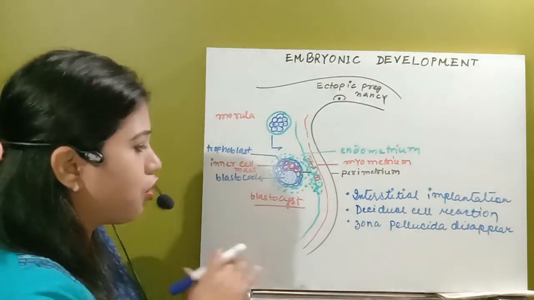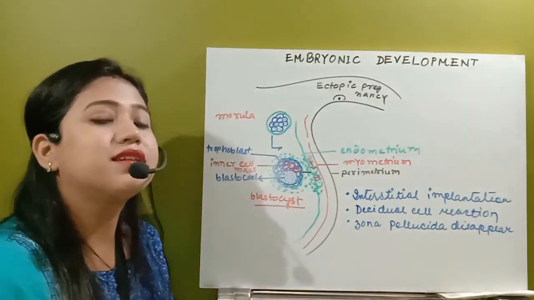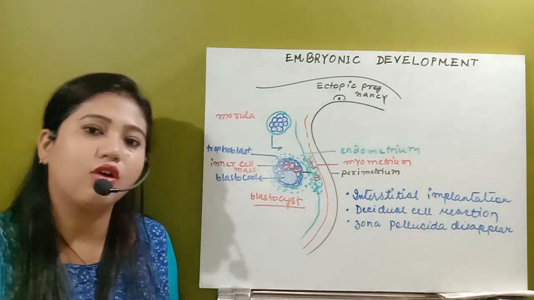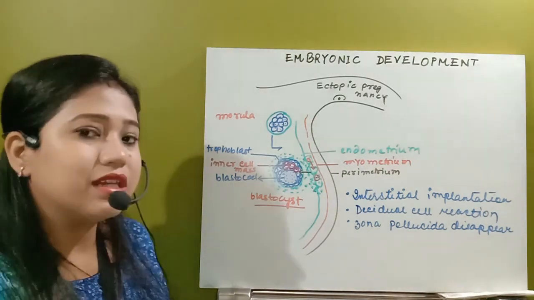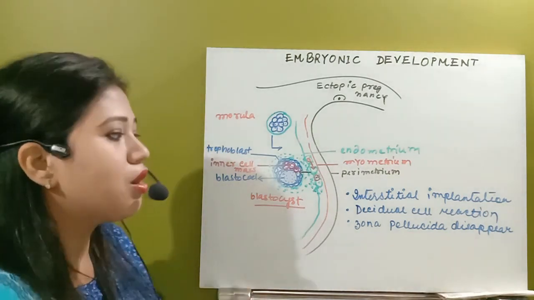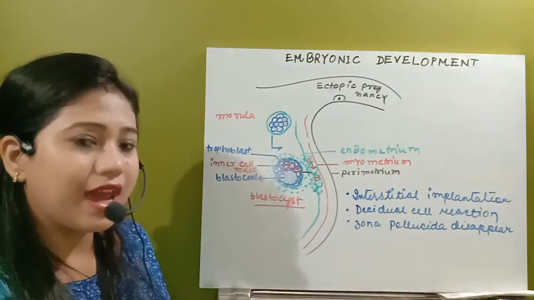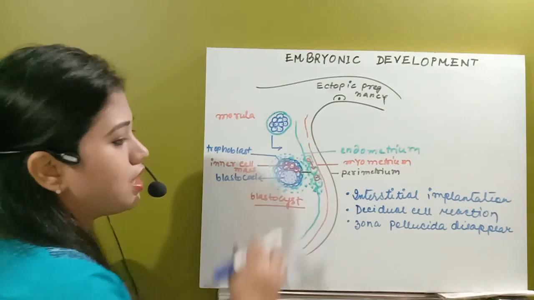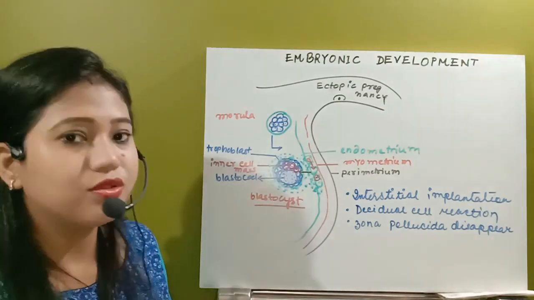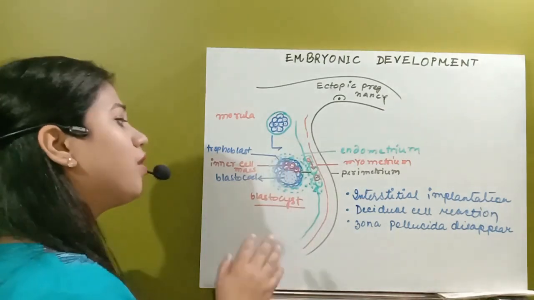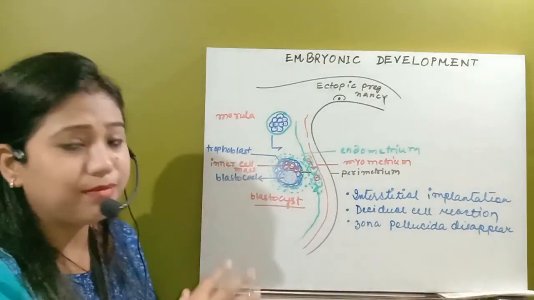Now suppose in the normal case, it is implanted in the normal region in the uterus itself. Then this type of implantation has taken place in the exact location, and that's why gradually the zona pellucida will start to disappear. Now just see what happened at that very same time.